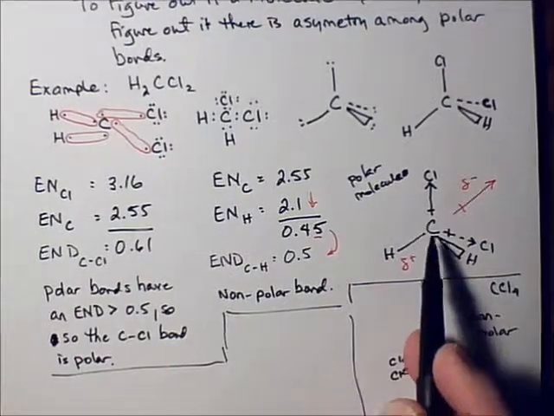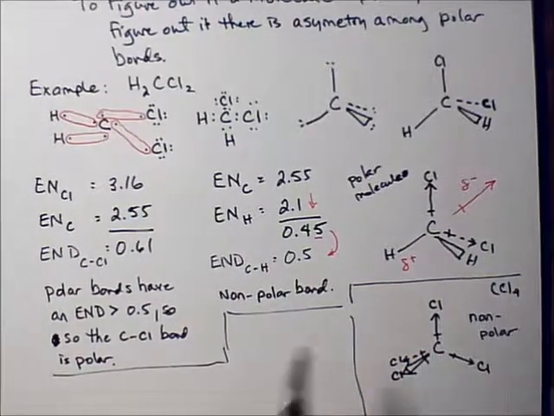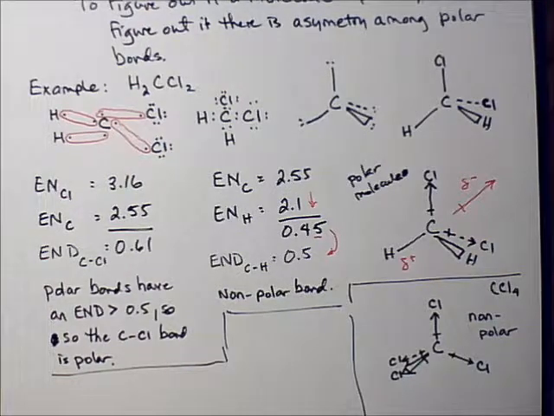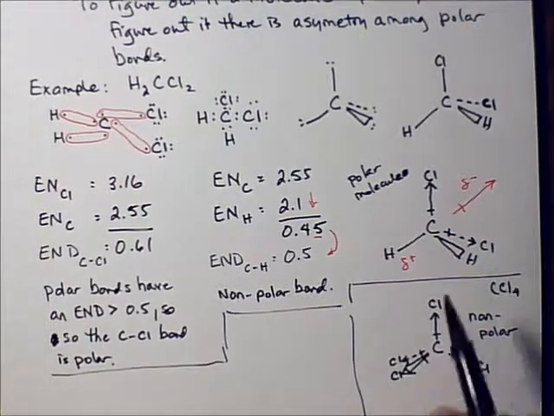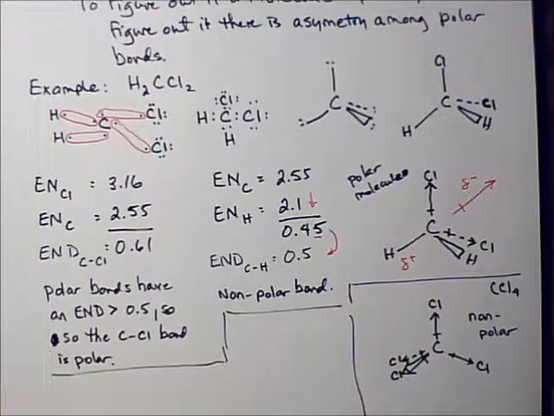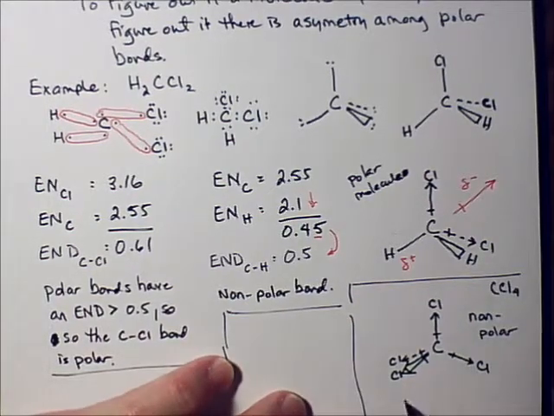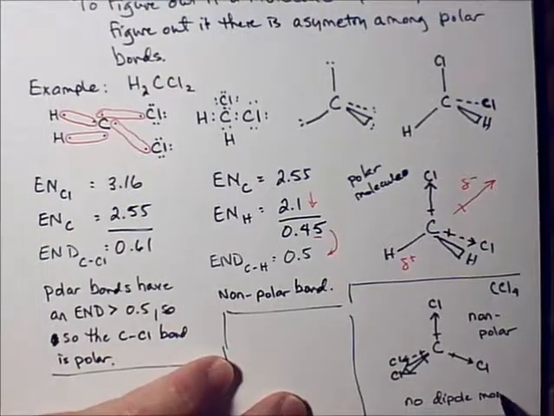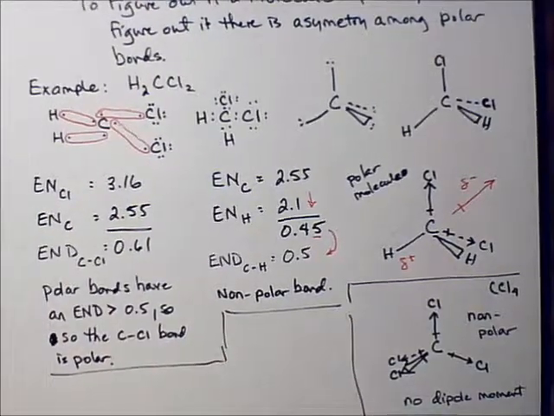Let's replace these 2 chlorines with hydrogens. You wouldn't draw a dipole moment for a molecule? No, because it's nonpolar. The molecule's not polar. You only draw a dipole moment for the molecule when the molecule's polar. The bonds are polar, but the molecule's not. So there's no dipole moment.